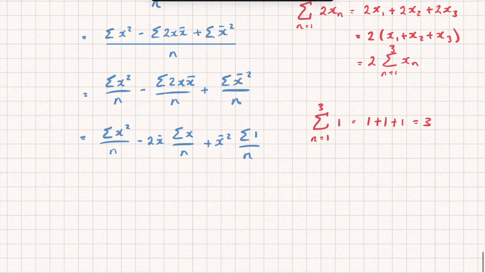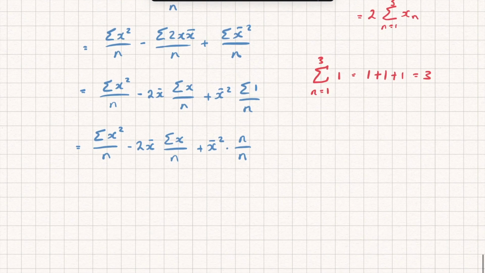So let's now write down the next line. So now we've got the sum of x squareds divided by n minus 2 times the mean multiplied by the sum of x over n plus the mean squared multiplied by n over n. Okay, so let's see what we can do from here. Well, the first term is going to stay as the sum of x squareds over n minus 2 times the mean. Well, what is this term here? What is the sum of x divided by n? Well, that is just the mean, isn't it? The sum of all of our data values divided by how many we have is just the mean.